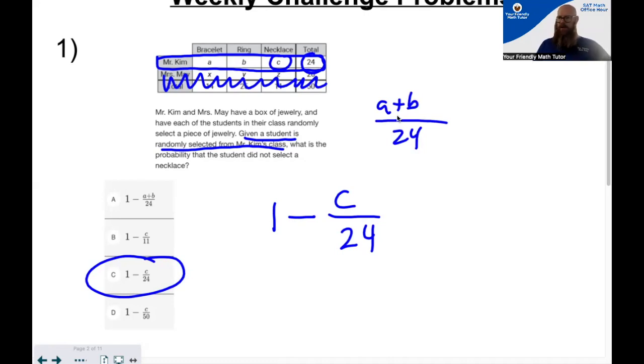That would have been another way to look at this problem, but we wanted to look at it from the perspective of the complement because every answer had a one minus in it. Notice that answer choice A has A plus B over 24. That's a common wrong answer because students want to do the A plus B over 24, but the one minus wouldn't make sense in that case.